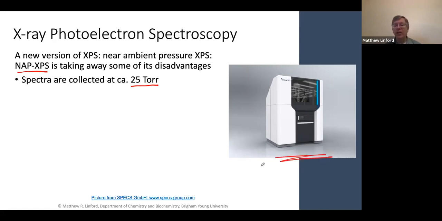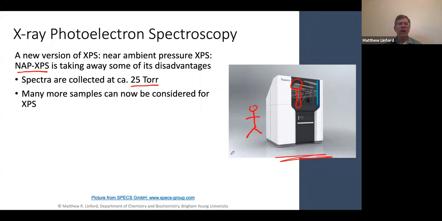This right here is a standalone instrument from Specs. They're located in Berlin, Germany. This is actually really big. So, I would probably stand about this tall next to the instrument. You can see the hemispherical analyzer just a little bit. Here's a column that the X-rays go up. But really a remarkable piece of equipment right here.